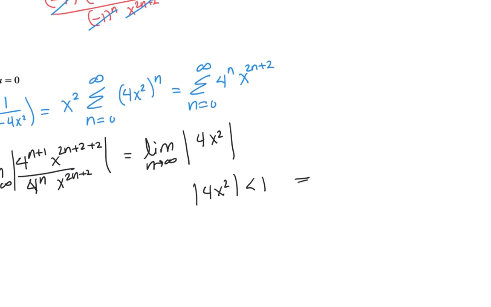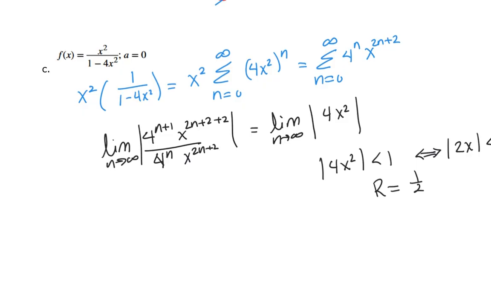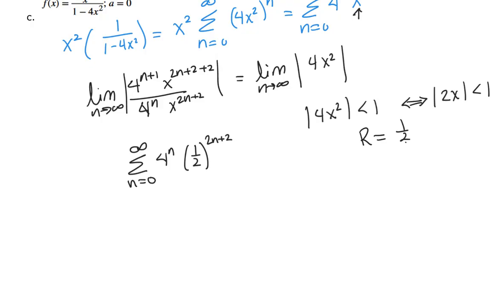And that's going to be true if and only if 2x, the absolute value, is less than 1. So my radius of convergence is going to be 1/2. Now, if I go back and do my testing once again, I'm going to put x as being 1/2. I'm going to have the summation of n equals 0 to infinity of, I'm putting the r in here. So I'm going to have 4 raised to the n. I'm going to have 1/2 raised to the 2n plus 2.